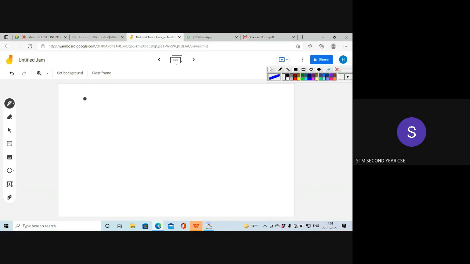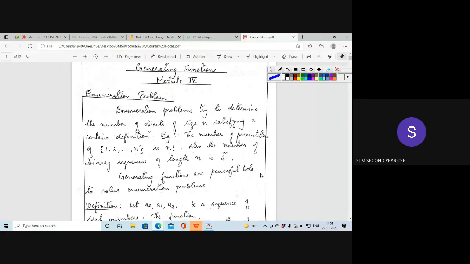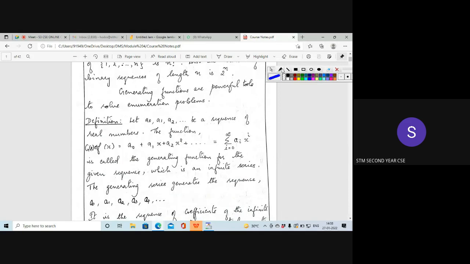So, the definition goes like this. You are given a sequence of numbers A0, A1, A2, etc. I told you examples like 1, 1, 1, etc. is a sequence, or 2, 2, 2, etc. is another sequence. Here, these numbers are represented by A0, A1, A2. Or it can be 1, 2, 3, etc. Any sequence given, these numbers are represented as A0, A1, A2, etc., and that forms a sequence of real numbers.